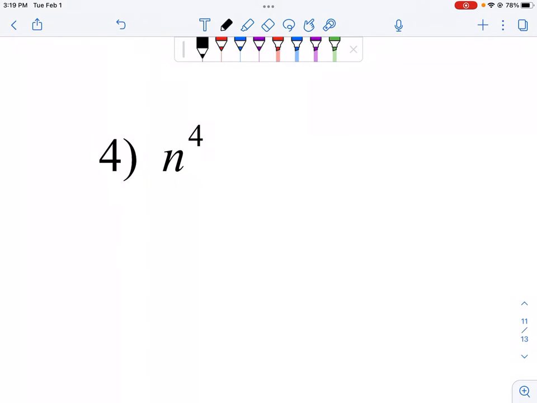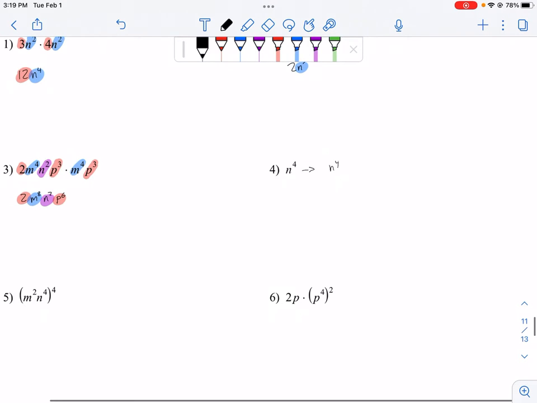Oh, for this one, there's literally nothing to do. It cannot be simplified. It is just n to the fourth.